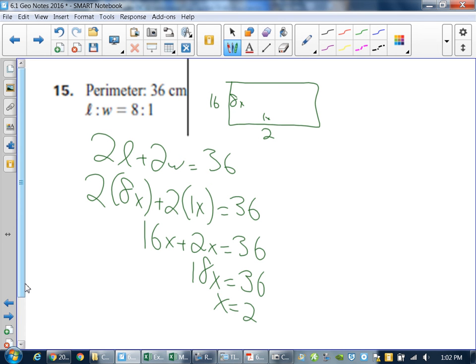Yes, ma'am. It doesn't. It tells you length to width. But if you start thinking about it, it doesn't matter which one's which in a rectangle. Basically, put an X next to it and double it.